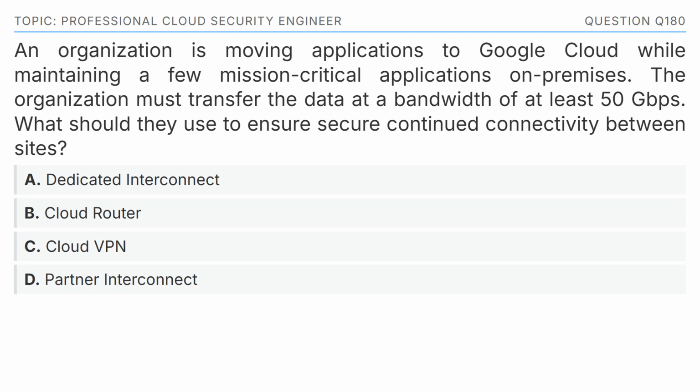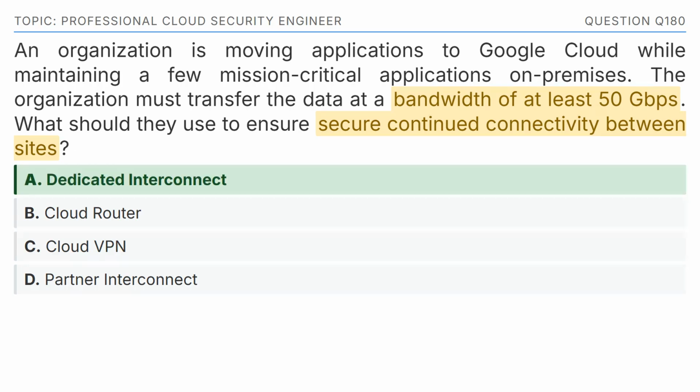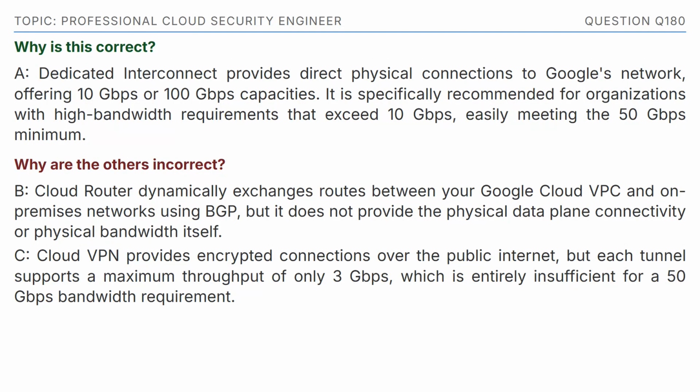To arrive at the correct answer, we focus on the keywords bandwidth of at least 50 gigabits per second, secure continued connectivity between sites. The correct answer is option A, dedicated interconnect. Why is this correct? A.